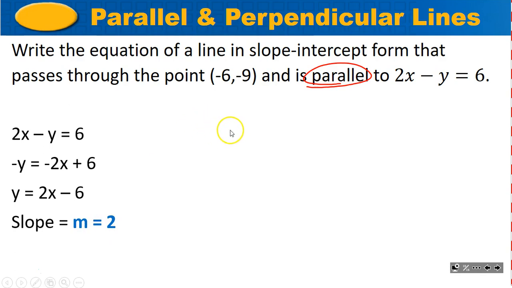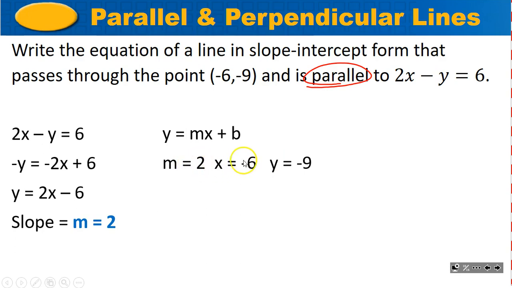The next thing we're going to do is, we have the slope, and we're going to put that into the equation for our new line, but we've also got to find a new b. If you notice, we have negative 6, negative 9 here, so that's our x and that's our y, and we have our m here. So if we put y, m, and x in here, the only variable we'll have left is our b, and that's what we're actually going to solve for.